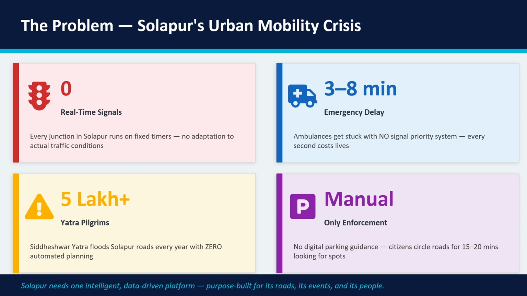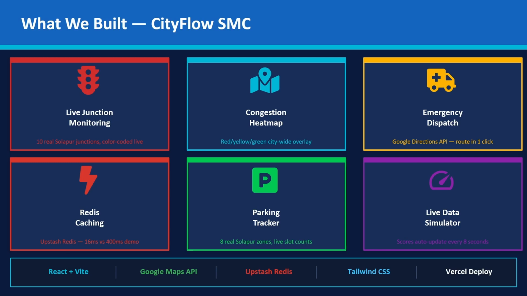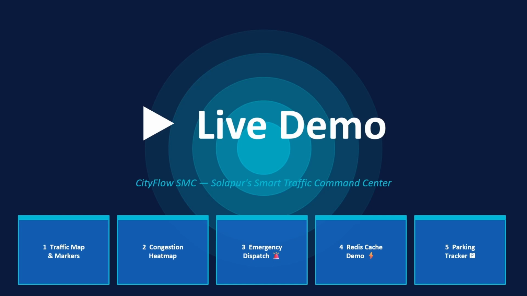So we thought, what if there was one screen that shows everything, and that's CityFlow. We built six things: a live map of Solapur with junction markers, a congestion heat map, emergency vehicle routing using Google Maps, a Redis scan that makes the whole system fast, a parking tracker for 8 real spots in Solapur, and a live simulator that keeps the data updating automatically. We use React for the front end, Google Maps API for the map and routing, and Upstash Redis for caching. Okay, let's just show it.